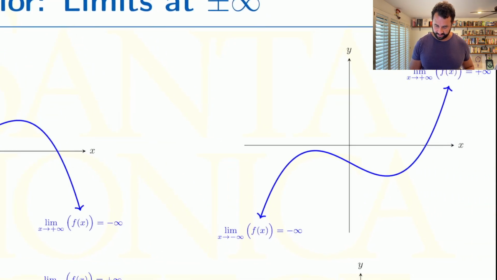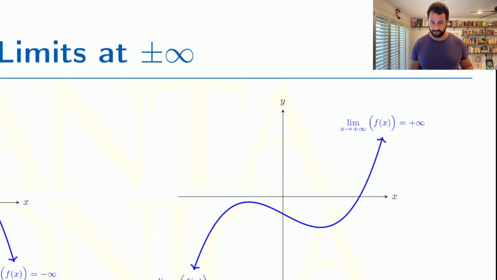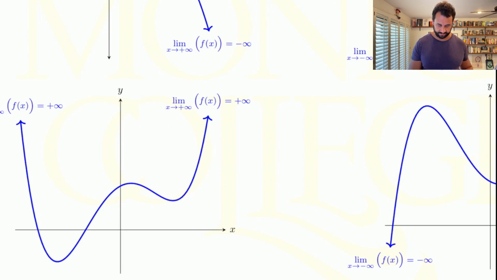Okay, this one, things are switched. This is a polynomial where as x goes to negative infinity, over here, f of x is going down, so it's going to negative infinity. As x goes to positive infinity, positive infinity is out there, f of x is going up to positive infinity. Okay, let's look at this one.